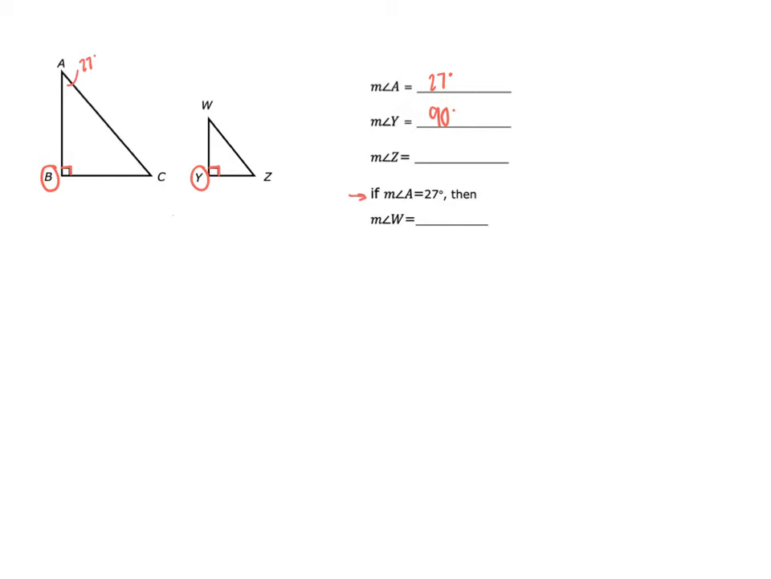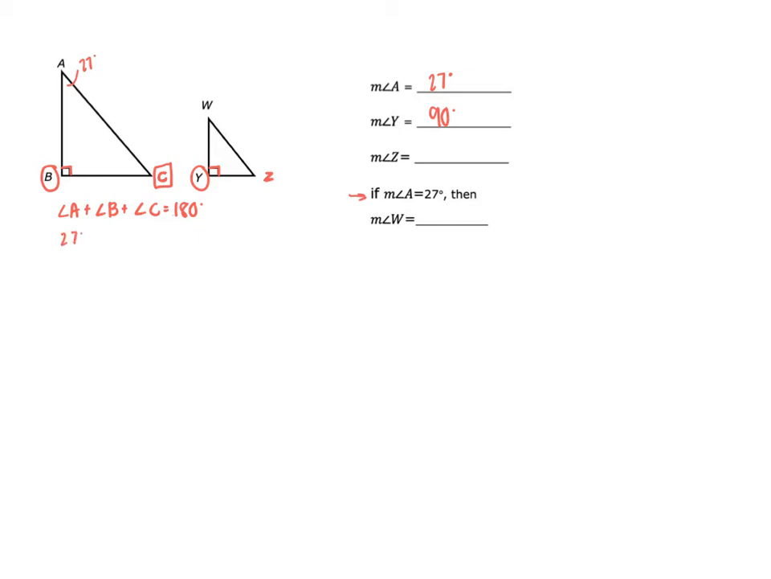Then we need to look for the measure of angle Z, which is right here, and angle Z is in the same location as angle C. So we can solve for angle C first, and then just use that value for angle Z. So over here we have angle A plus angle B plus angle C all need to equal 180 degrees because they form a triangle.